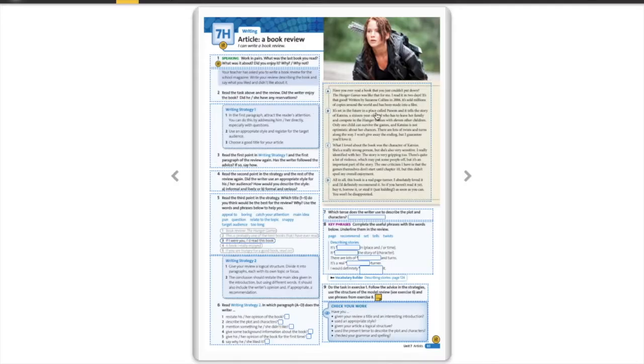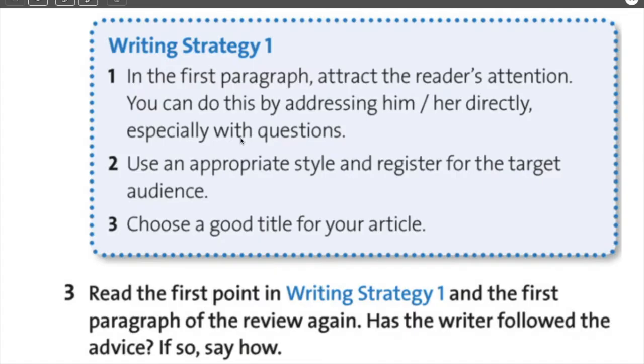But before we do so, let's have a look at the writing strategy, okay? Now, read the first point in the writing strategy and the first paragraph of the review again. Okay, in the first paragraph, attract the reader's attention. You can do this by addressing him or her directly, especially with questions. Has the writer followed the advice? If so, say how. Let's look at the review.